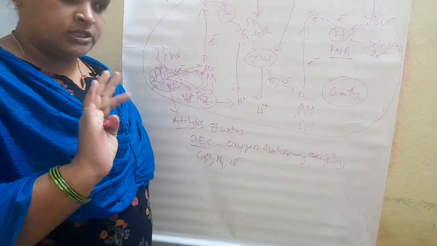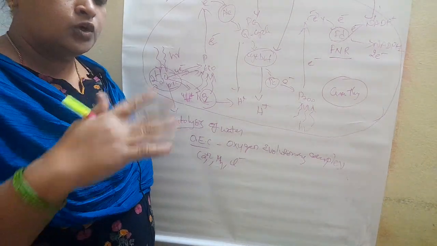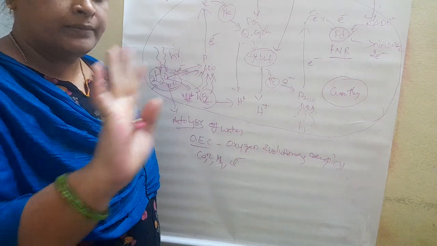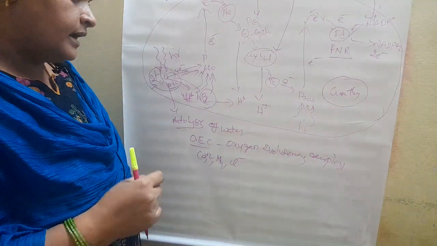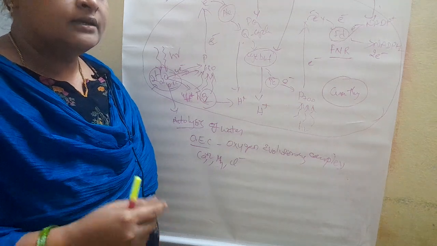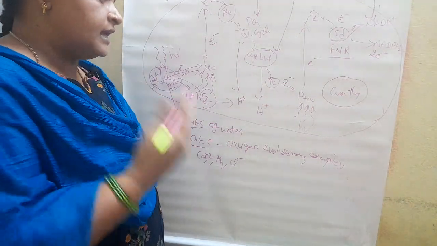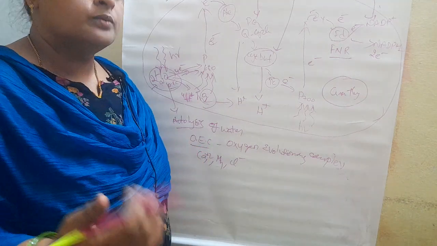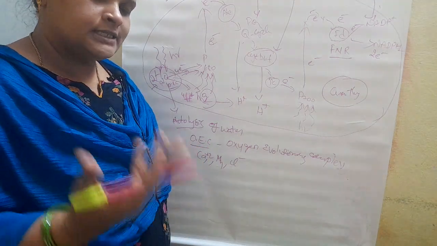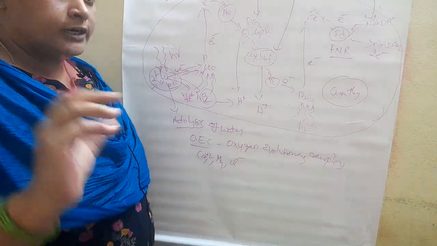So here questions will come like non-cyclic electron transport involves 2 systems, PS1 and PS2. That is the one. And next, what is the reaction center of PS2? P680. Reaction center of PS1, P700. What is the electron acceptor of PS2? Pheophytin. What is the electron acceptor in PS1? Ferredoxin.